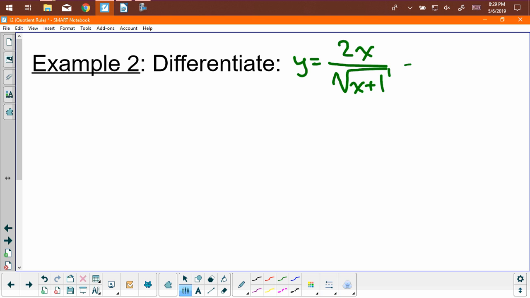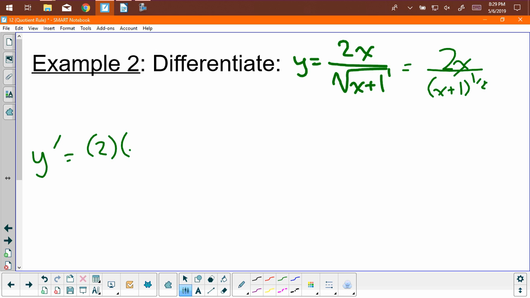We're not going to do that, but I am going to remind myself that the numerator is 2x, and the denominator is x plus 1 to the half, because that's going to help me a little bit when I set this up. So y prime equals, same procedure. We start with the numerator: it's 2 times the denominator, x plus 1 to the half, minus the numerator, 2x, times the derivative of the denominator. So what's the derivative of x plus 1 to the half?